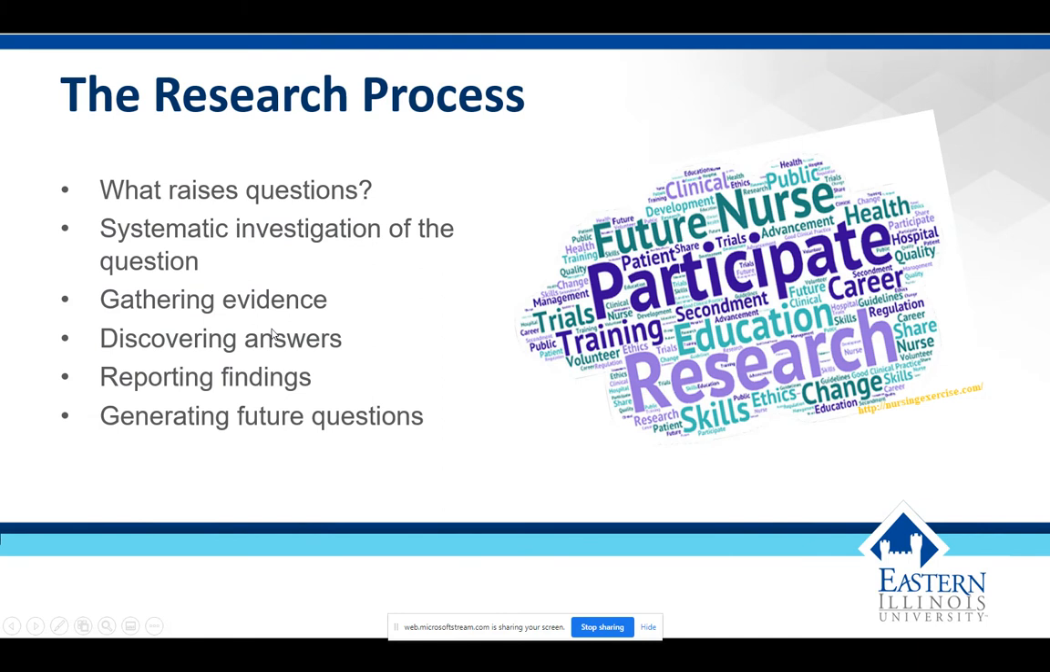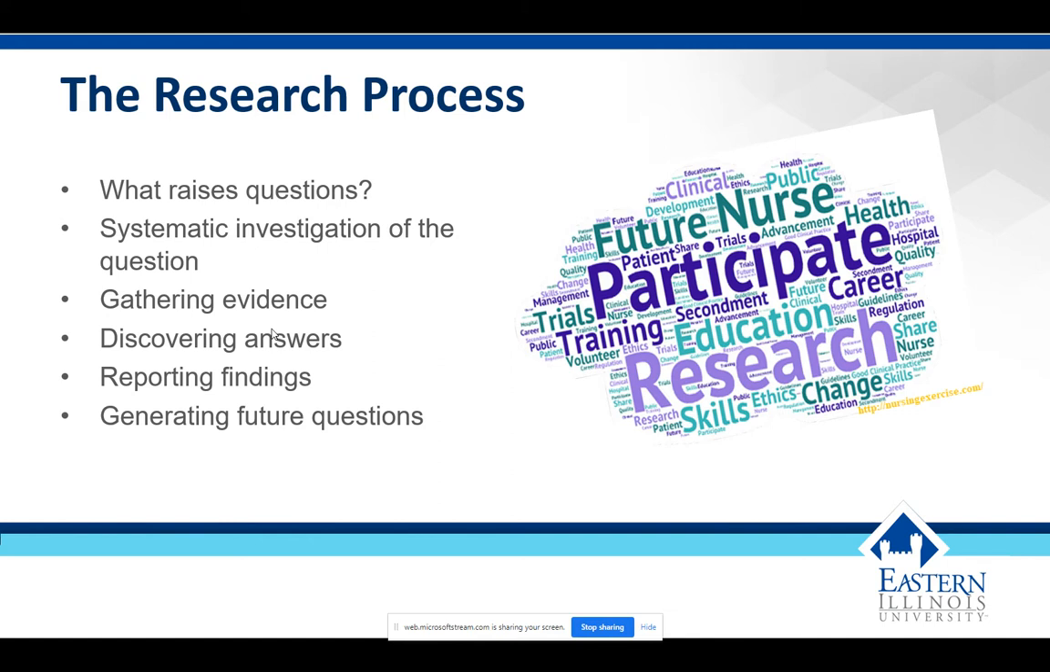Your book talks about the research process. How do we even start? I think that's one of the hardest parts of research. So if you think about what raises questions, maybe you work in a nursing home, maybe you work on a hospital floor or in a surgery center. What raises questions? Do you have a high infection rate? Is there a high fall rate? What do we need to improve on in nursing?